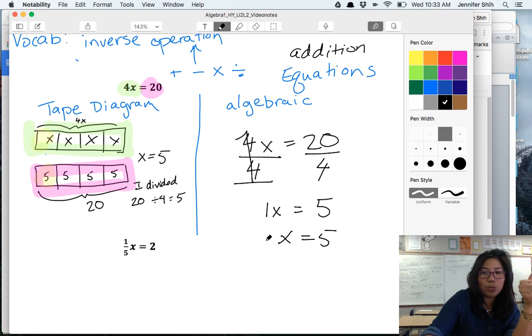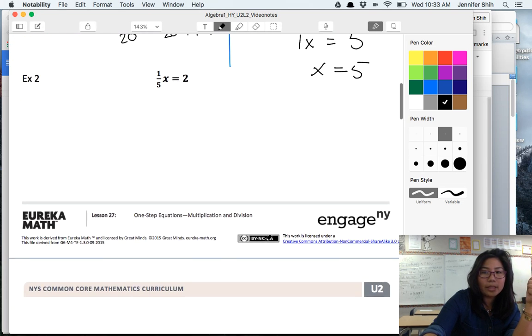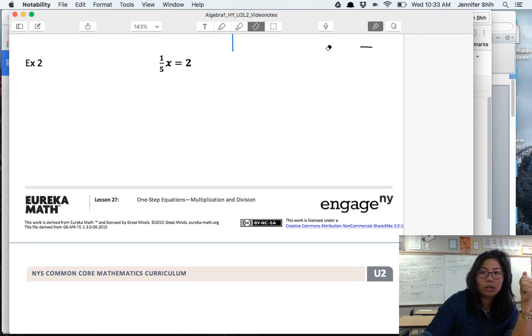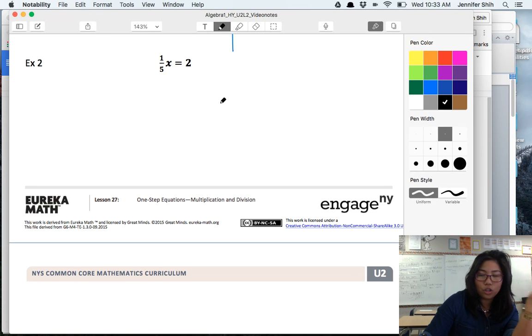Let's try a division problem. Example 2, division. Did you need to pause? If you need to pause and catch up, pause now and catch up. I'll be here. Okay, division. I'm also going to do a tape diagram, and algebraic.